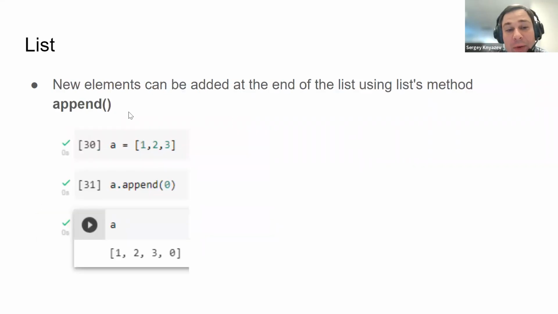So you can add elements to the list by using the append operator. Here you have a list of 3 elements. You can append an element to this list. For example, if you want to append 0 to the end, you can just use this append operation.